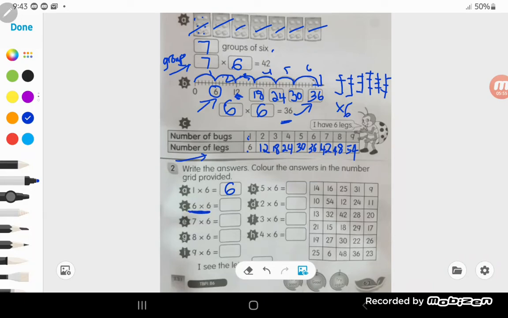6 times 6. Where is 6 here? Up here. Is it here? Okay, see. What is your answer down there? 30. What is your answer? 36. So your answer is 36. Okay, understand? Okay, this one is 36.